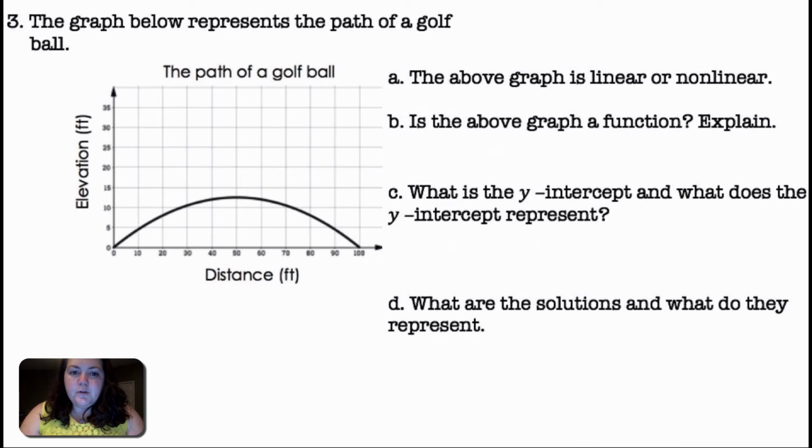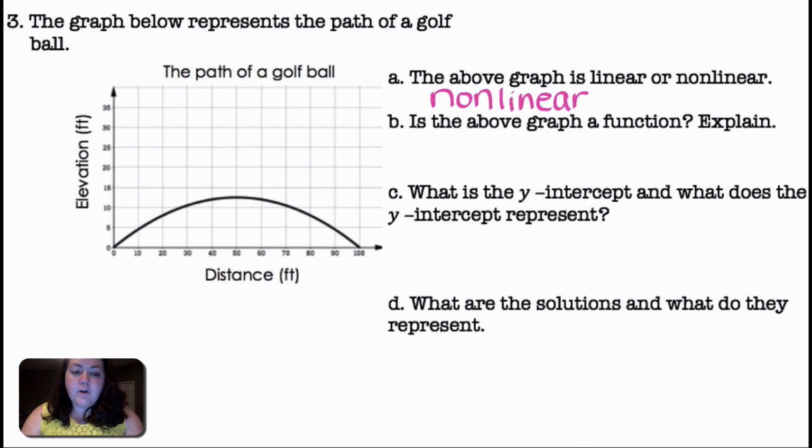The graph below represents the path of a golf ball. The elevation is how high it gets above the ground, and the distance is how far the ball is away. Is the graph linear or nonlinear? This is nonlinear. It is not a straight line. It has a curve.